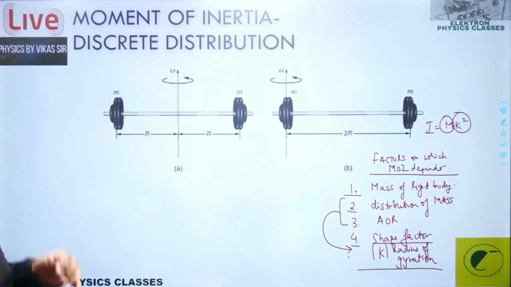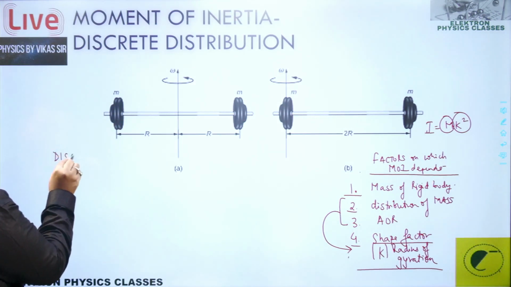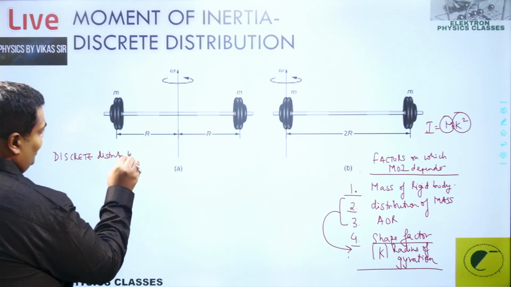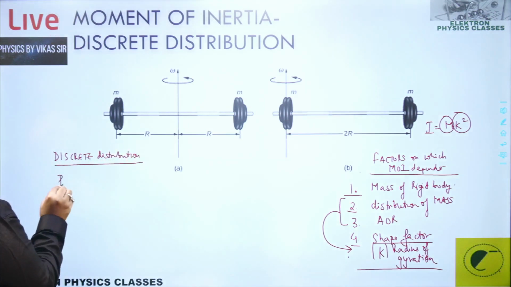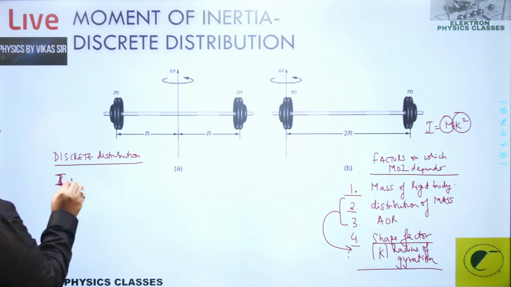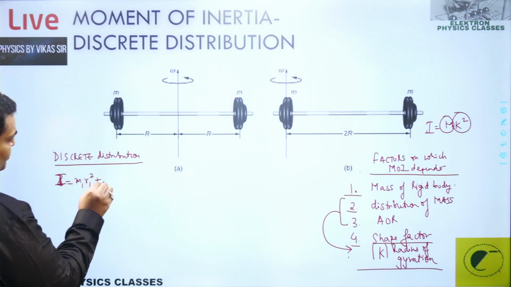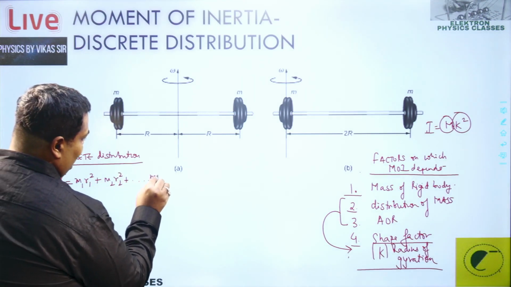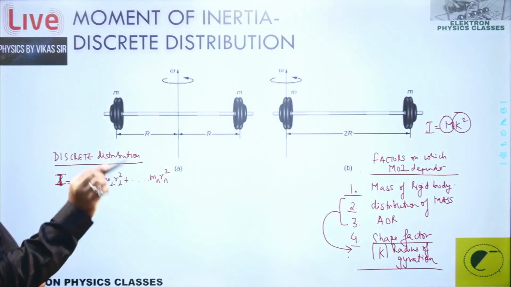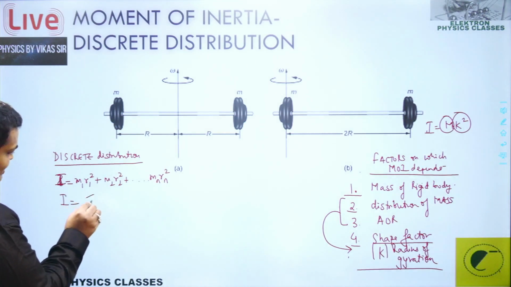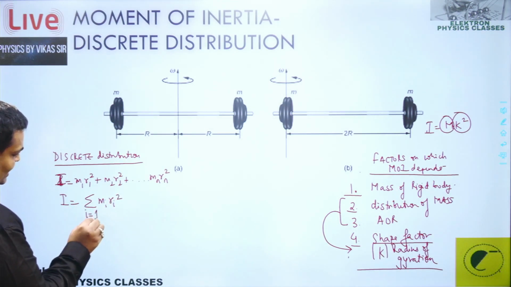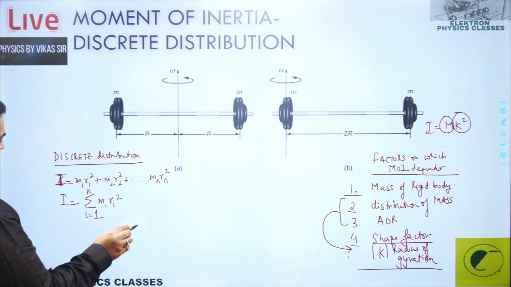So, how do we write the moment of inertia? In an easier manner, for a discrete distribution. So, for the discrete distribution, how do I mention the moment of inertia? The moment of inertia is equal to m1 r1 square plus m2 r2 square till mn rn square and so on, which can also be written as the summation of mi ri square, i ranging from 1 to n.